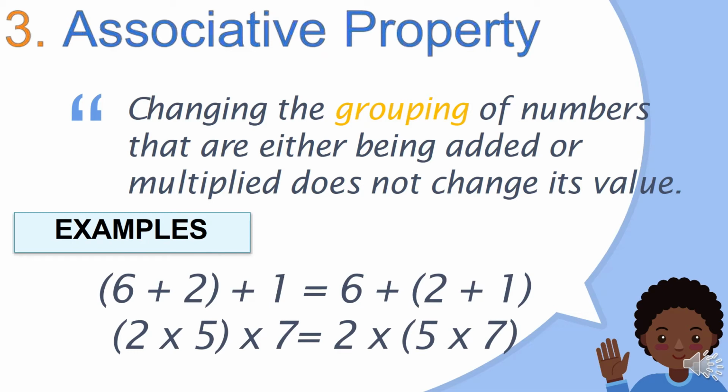Another example, 6 plus 2, their sum is added to 1 equals 6 added to the sum of 2 and 1. And both of them have the sum of 9. As well as the next example, the product of 2 and 5 multiplied by 7 is equal to 2 multiplied by the product of 5 and 7, and both of them have the product of 70.